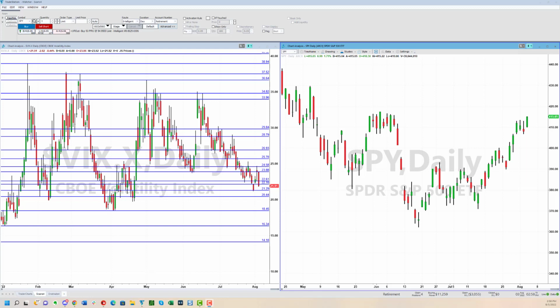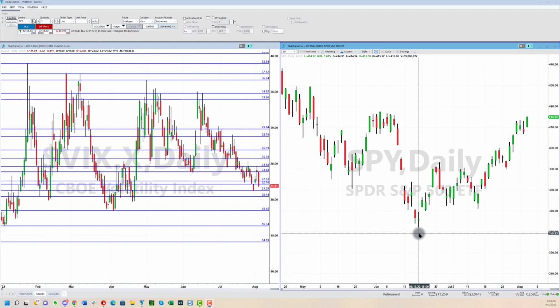Now, most of us also know that there is an inverse relationship between the S&P 500 and the VIX. People get scared, and when they get scared, they start to buy protection. That typically happens on the S&P 500 as the market's going down. So what you'll see here in this chart on the right side is the S&P 500 going up, and on the left side you'll see the VIX going down.